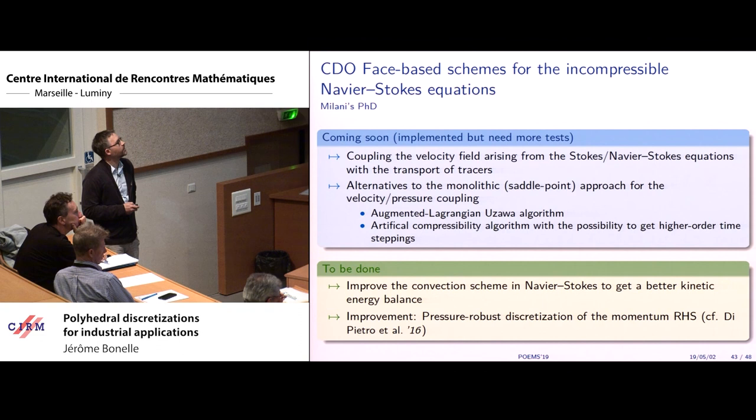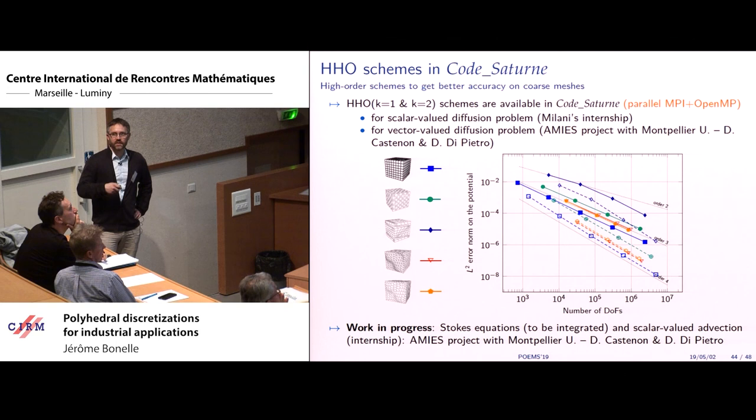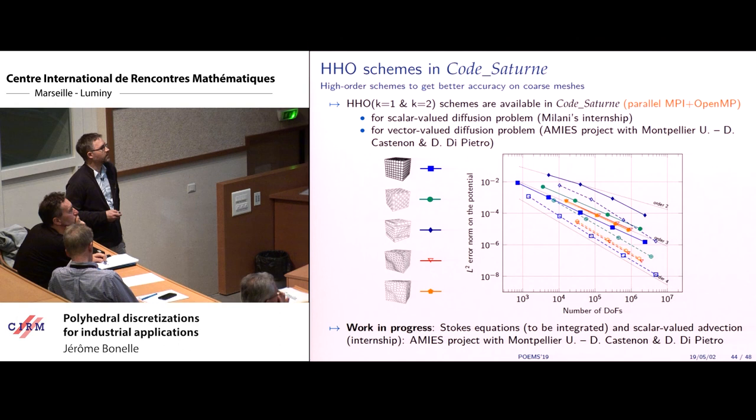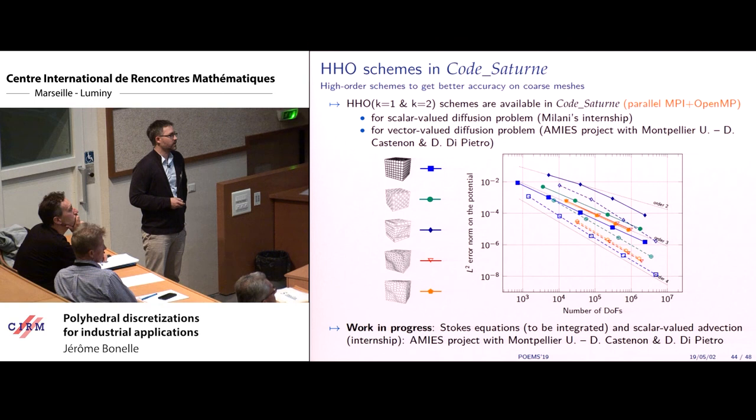We also have HHO schemes in Code Saturne, which are parallel with MPI and OpenMP, and this is available for k equal 1 and k equal 2. That means that we have the same level of performance for these schemes as those I showed you on the industrial test case. It is to show you that this is implemented correctly. This is a joint work with the University of Montpellier with Daniel Castanon and Daniele Di Pietro. What is available is the diffusion problem in scalar and vector value. I have to integrate the work related to Stokes, and some works in progress are currently performed on scalar valued advection.